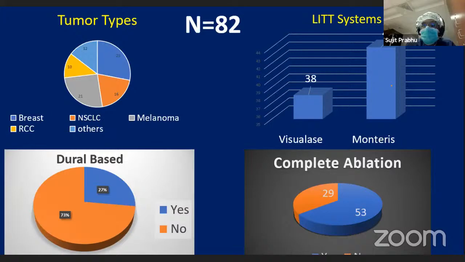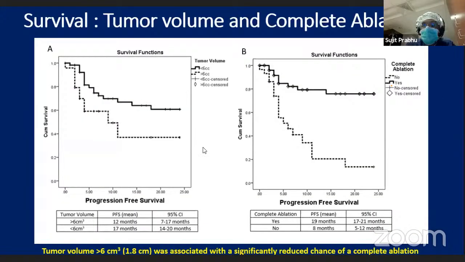But in that case, a large number of patients had a complete ablation. And as you can see, when we looked at patients who had a complete ablation versus an incomplete ablation or a not perfect ablation, you can see there's a difference in their survival. Okay, so that becomes very important in completing or doing a complete ablation.